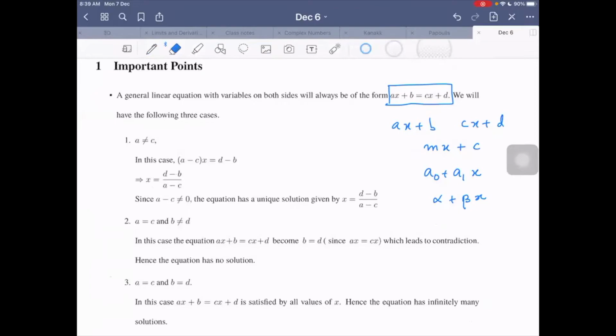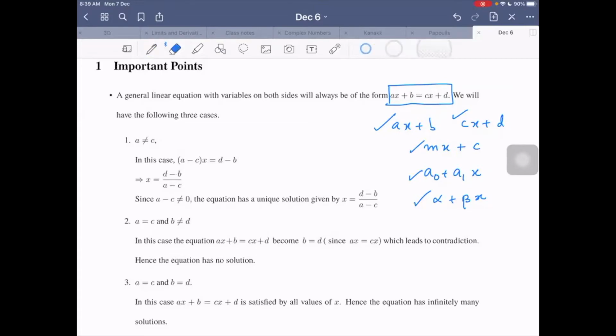So we'll soon see that as well. For the time being, we're discussing linear expressions and linear equations. A linear expression will be of this form. A linear equation will have an equal sign. You can either have zero on one side, or you can have another linear expression on the other side. That is a linear equation in one variable.